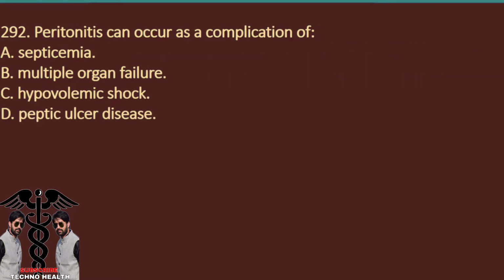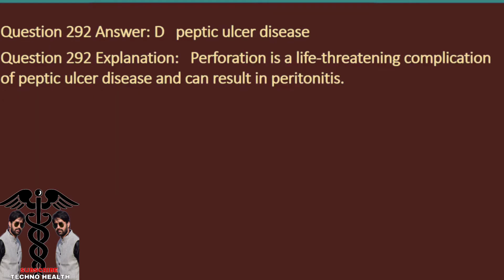Question 292. Peritonitis can occur as a complication of A. Septicemia. B. Multiple organ failure. C. Hypovolemic shock. D. Peptic ulcer disease. Answer: D. Peptic ulcer disease. Explanation: perforation is a life-threatening complication of peptic ulcer disease and can result in peritonitis.